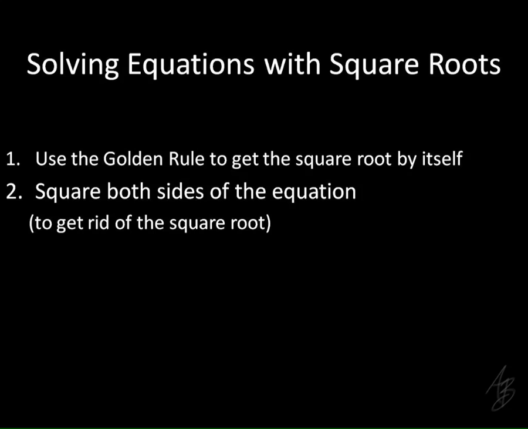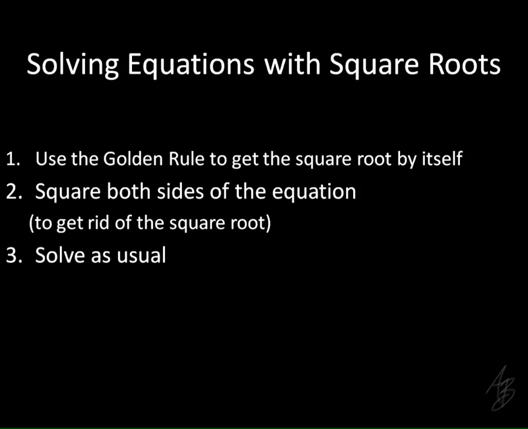Now, after this step, we're going to have an equation without a square root in it. So we know how to solve those equations, right? At that point, we're just going to solve as we normally would. We would use inverse operations. If we have a variable divided by something, then we would multiply. If we have a variable plus something, then we would subtract. We would solve as usual here.